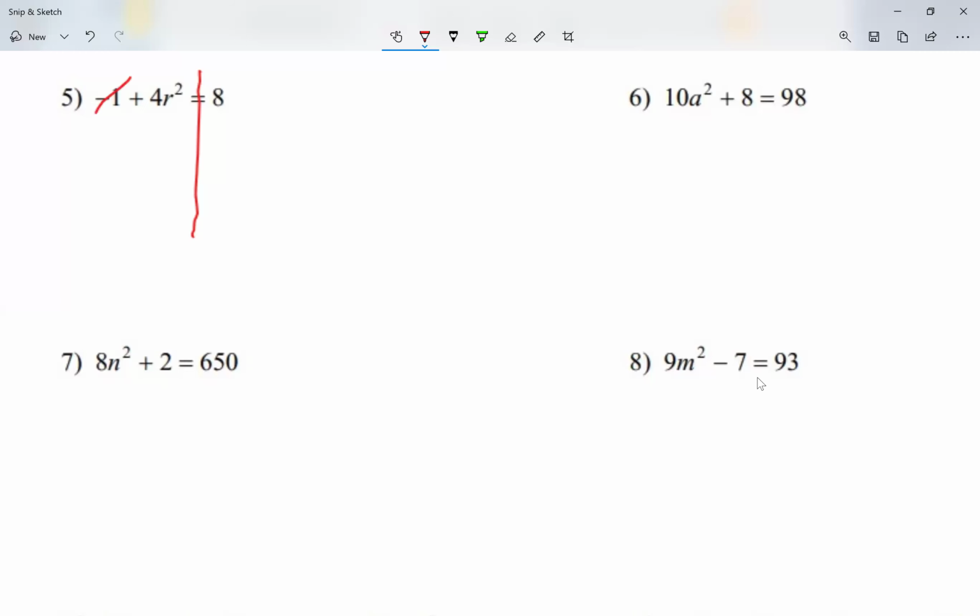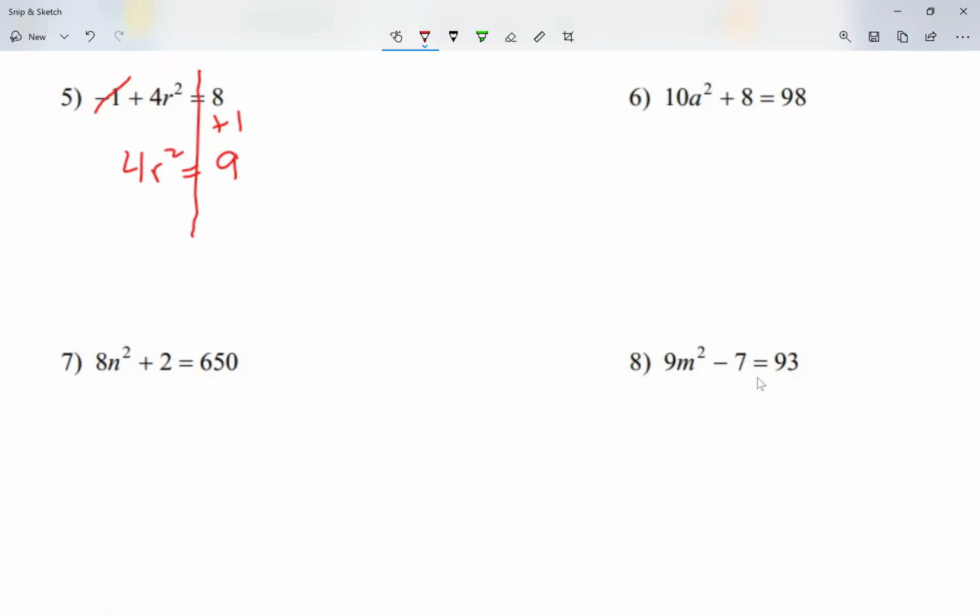And I mentioned yesterday, one way we get rid of the minus and pluses, we just move it to the other side, but we gotta switch the sign. So I cancel this -1 on the left side, but on the right side, I call it +1. Don't forget to switch the sign. So I have that 4r² is equal to 9, right? Because 8 plus 1 is 9.